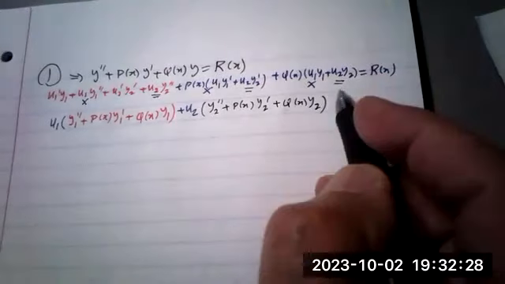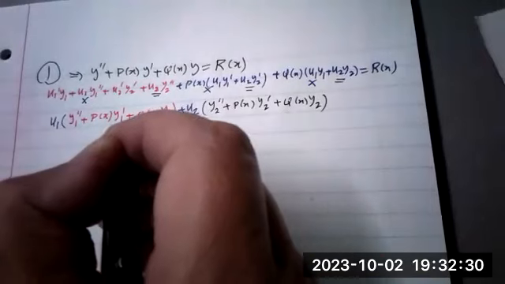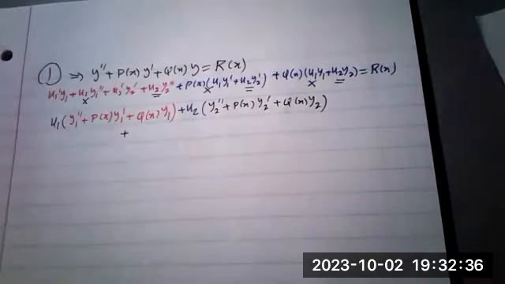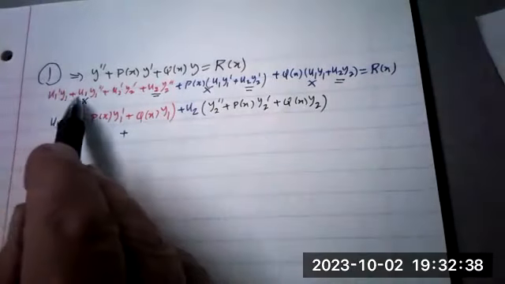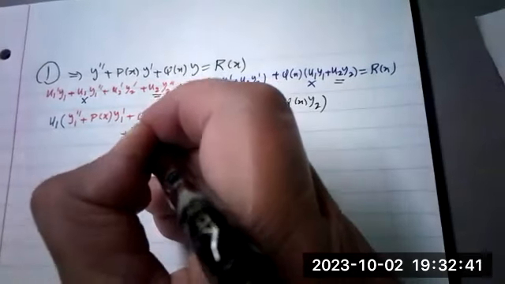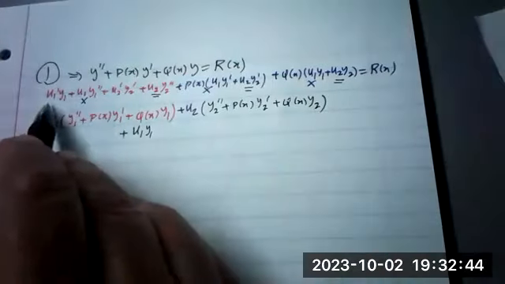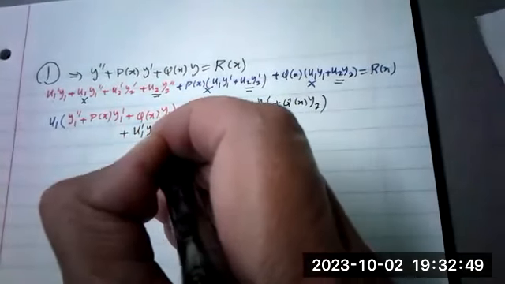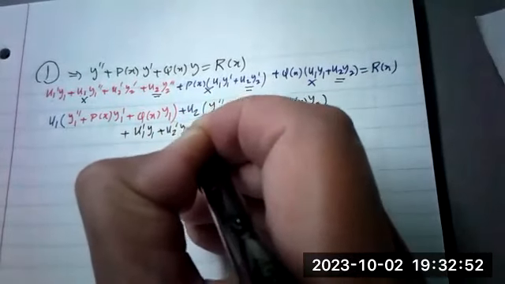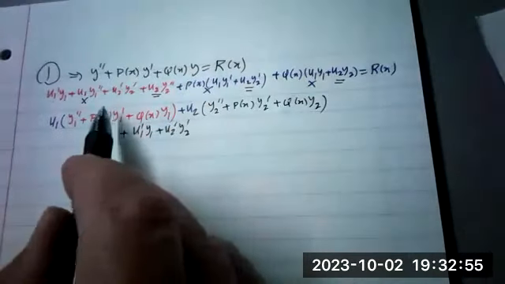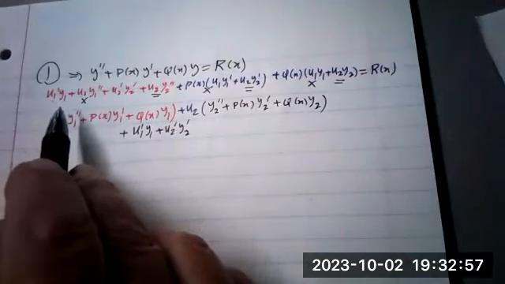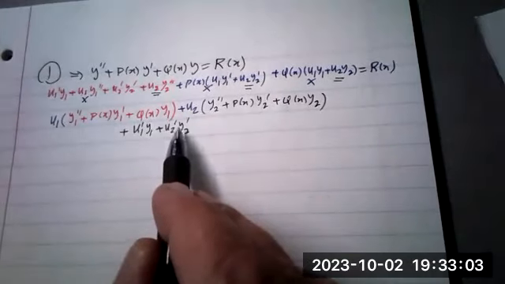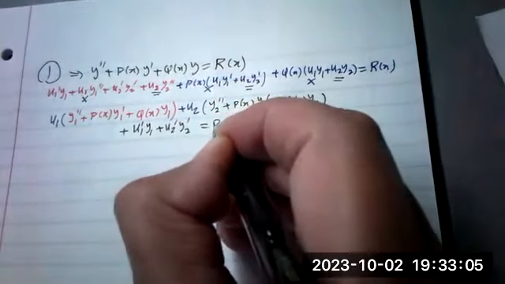What is the leftover? You see it's going to be plus. The leftover, look at this one. The leftover would be u1 prime y1 prime plus u2 prime y2 prime. Okay, so this is going to be the one. So I have u1 prime y1 prime plus u2 prime y2 prime equal to the r of x.